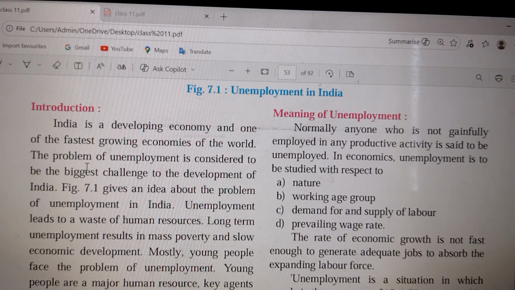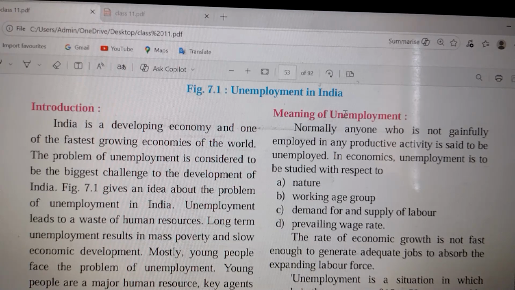So लंबे समय तक जब बेरोज़गारी रहने से गरीबी बढ़ती है और देश का जो विकास है धीमा हो जाता है, स्लो इकोनॉमिक ग्रोथ, डेवलपमेंट स्लो हो जाती है. सो मोस्टली यंग पीपल फेस अनएम्प्लॉयमेंट. यूथ आर इम्पॉर्टेंट फॉर इकोनॉमिक डेवलपमेंट एंड टेक्नोलॉजिकल इनोवेशंस. लेकिन पॉपुलेशन बहुत तेज़ी से बढ़ रही है जबकि एम्प्लॉयमेंट अपॉर्चुनिटीज़ उतनी तेज़ी से नहीं बढ़ रही है. बिकॉज ऑफ दिस इम्बैलेंस, large scale unemployment has increased in India.